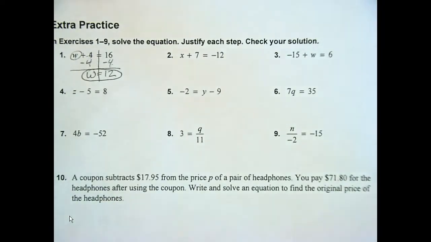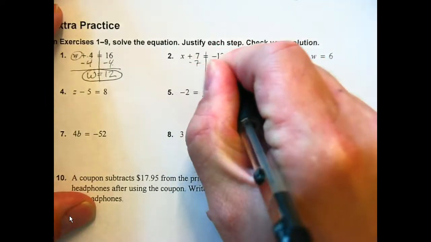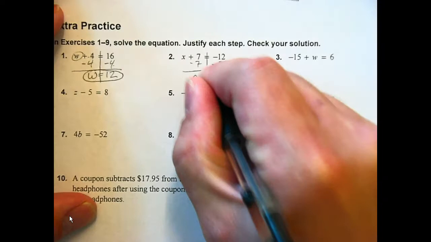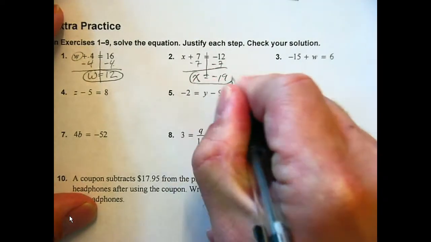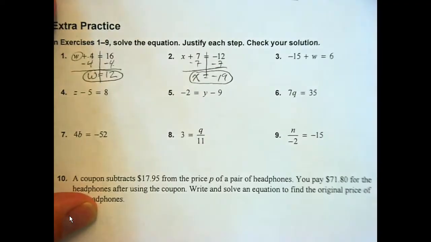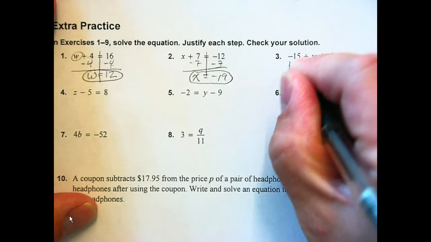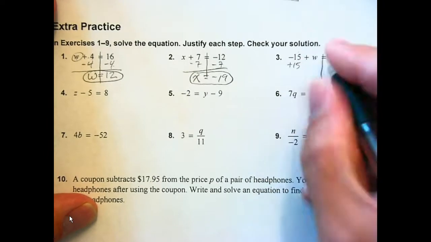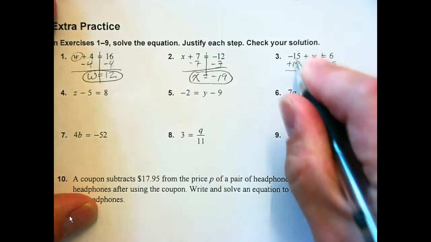Oh, you didn't do the third one yet? Nope. Everyone get negative 19? Yep. All right. Add 15, since that's a negative 15. So we have to add it. Make it positive. So negative 15 and positive 15 gives us that 0.